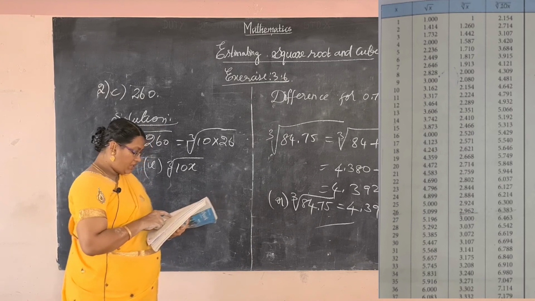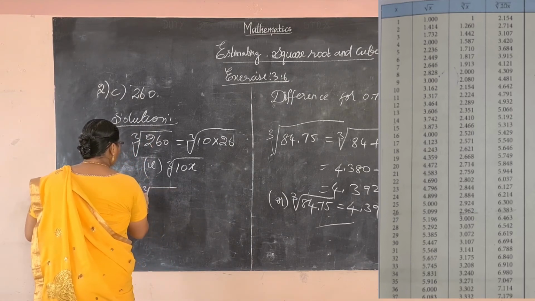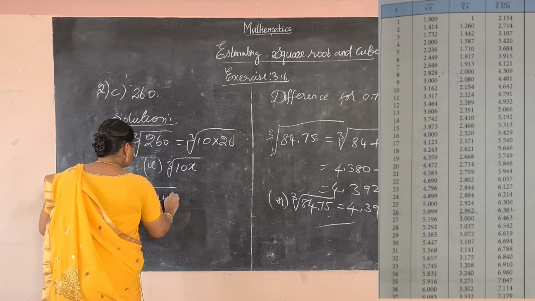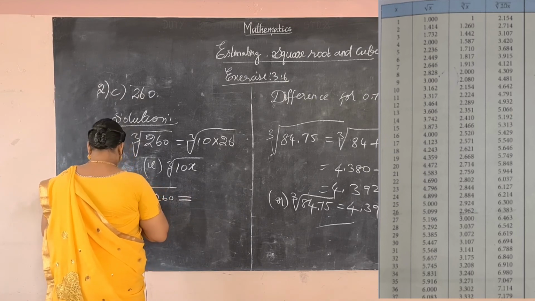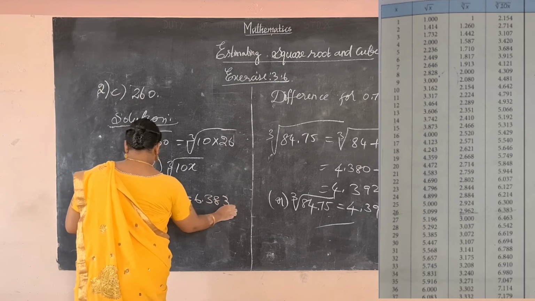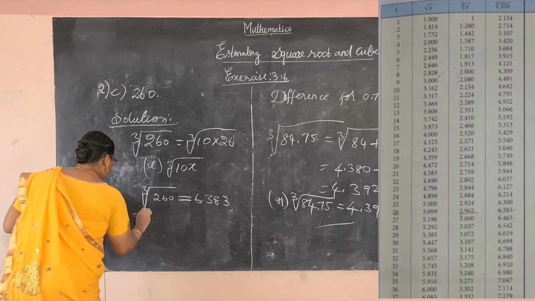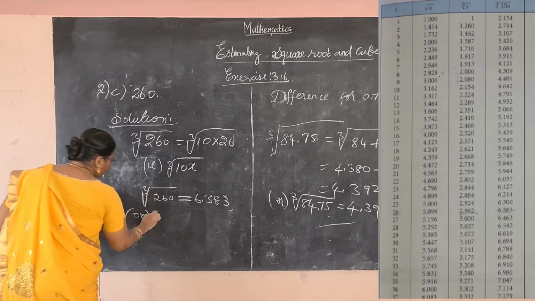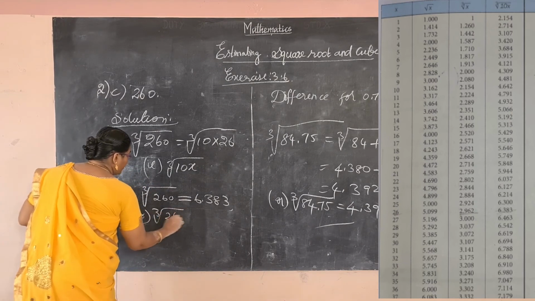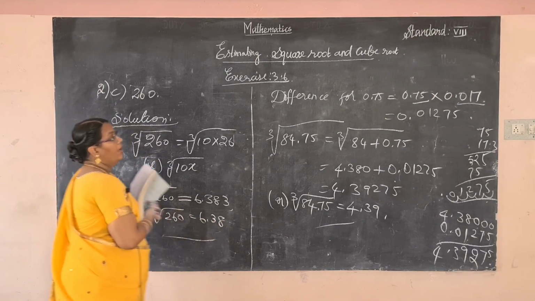So what is the value? What is the value of the cube root of 260 is equal to 6.383 is the answer. Okay, so you have to write 2 decimal places only, so here it is equal to 6.38. Okay.